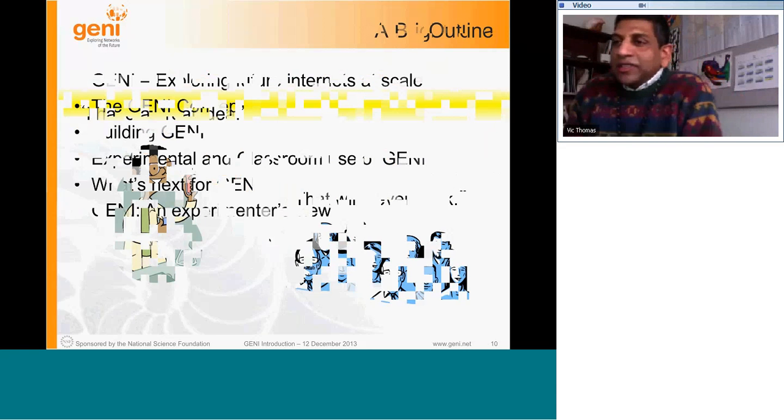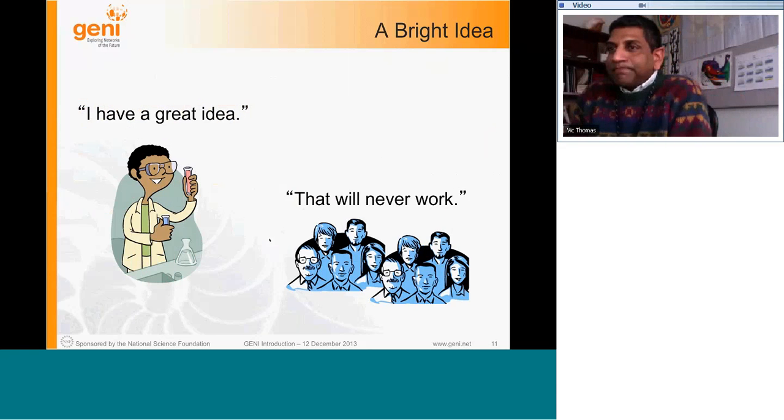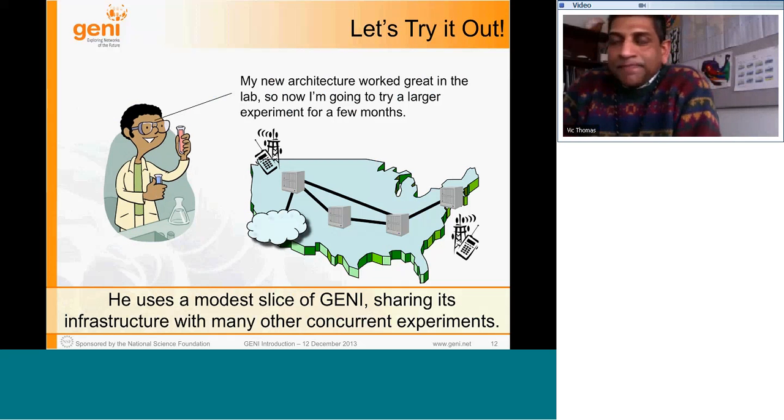So here we have a researcher who has a great idea. He writes up this idea. And of course, there are the usual critics who say, oh, this will never work, show me how this works. So he decides to implement it. He goes to his lab and tries it out at a small scale. Things go well. He decides, I should now see how this works on a large scale.